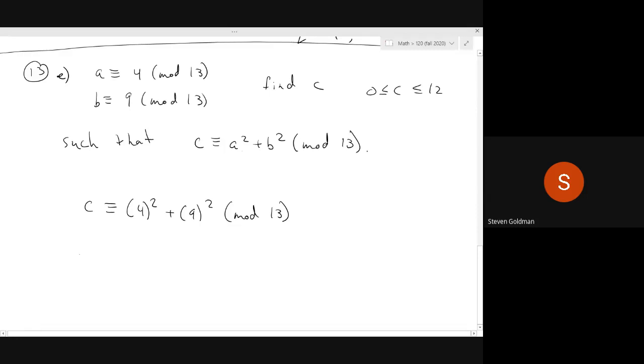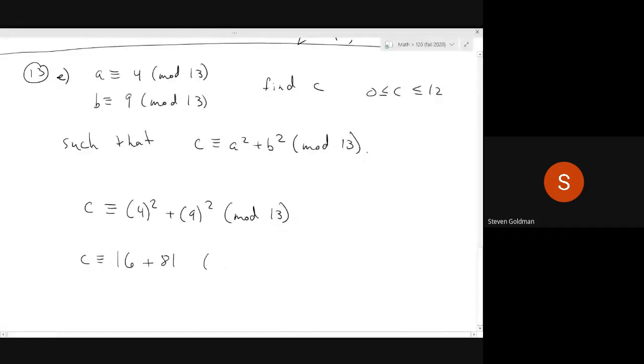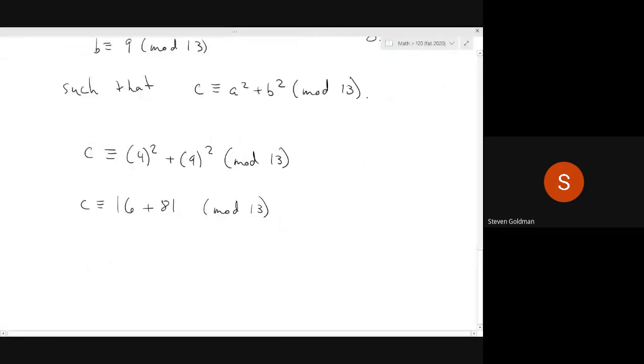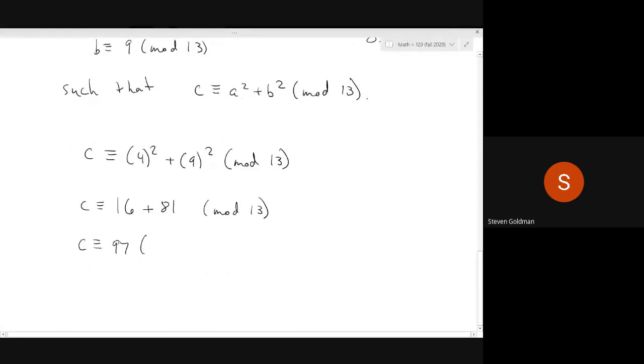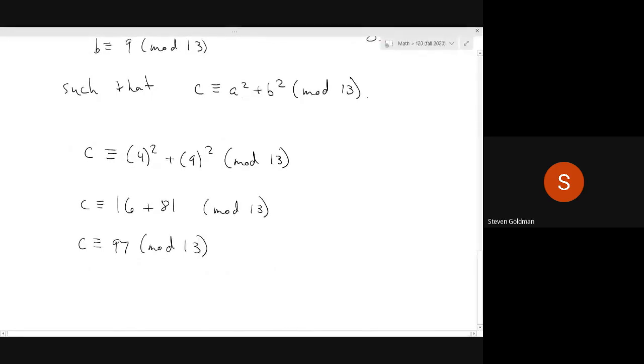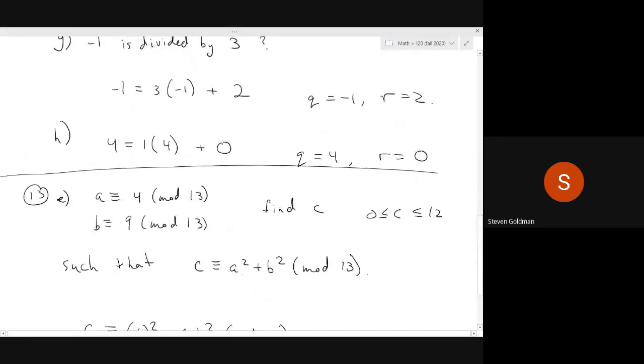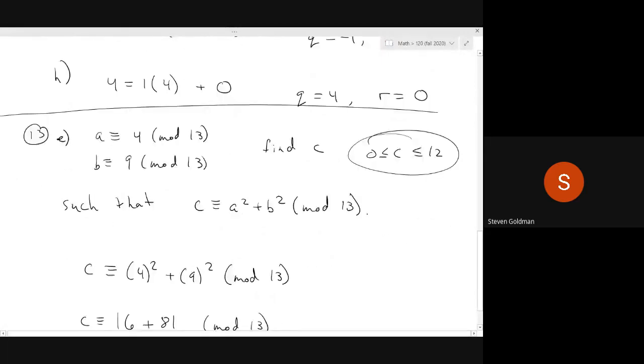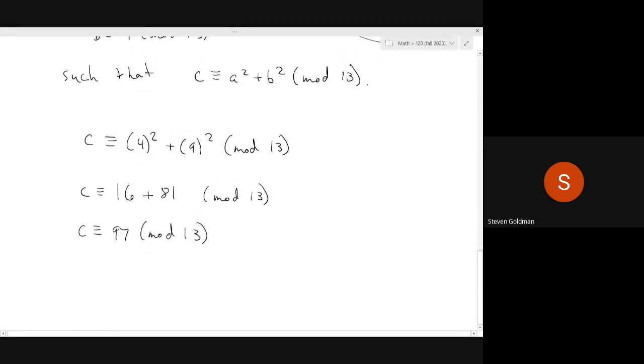So 4 squared is 16. 9 squared is 81. 16 plus 81 is going to be 97. So I need to find some integer C that's congruent to A squared plus B squared. A squared plus B squared is 97. So I have to find a C congruent to 97 mod 13, and C has to be a number between 0 and 12, inclusive. So what should C be?